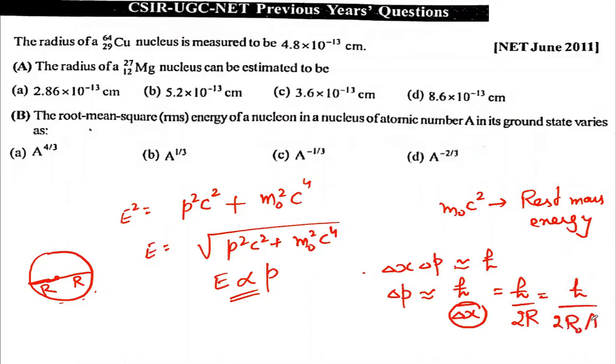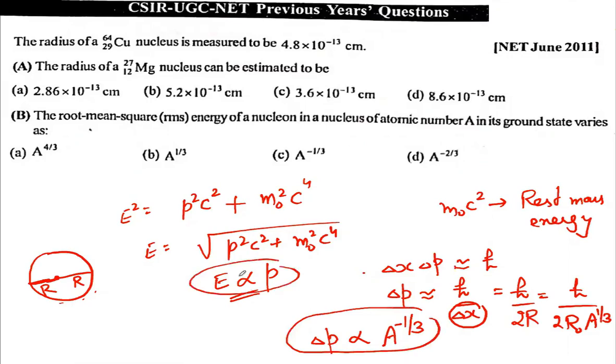and r is the radius of the nucleus, which is of the order of r naught A to the power 1 by 3. From that you can see that delta p is directly proportional to A to the power minus 1 by 3, or inversely proportional to A to the power 1 by 3. So this is one relation, and this is another relation. Energy is directly proportional to momentum, so energy will be proportional to A to the power minus 1 by 3. So you can check these relations. Option C is the correct option.